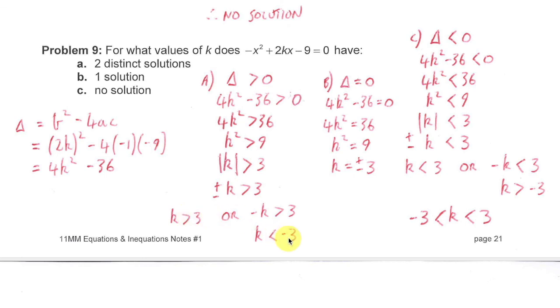As an example, if k was equal to negative 5 and I threw in negative 5 in here, then my quadratic would be negative x squared minus 10x take away 9. That would produce two solutions for x satisfying this equation. And over here, if the value for k was, let's say, positive 5, then my quadratic would be negative x squared plus 10x take away 9 equaling 0. Then that too would produce two solutions for x that satisfy the equation.